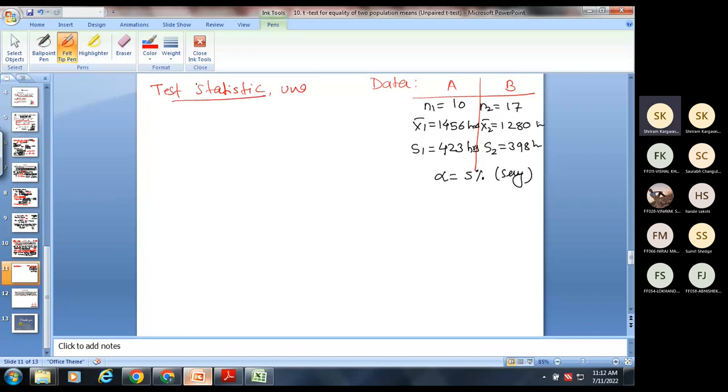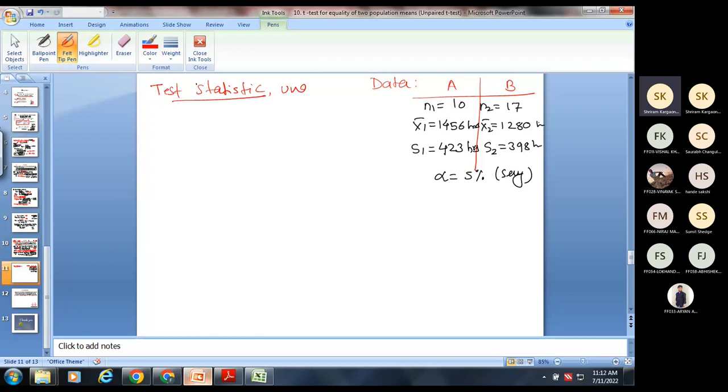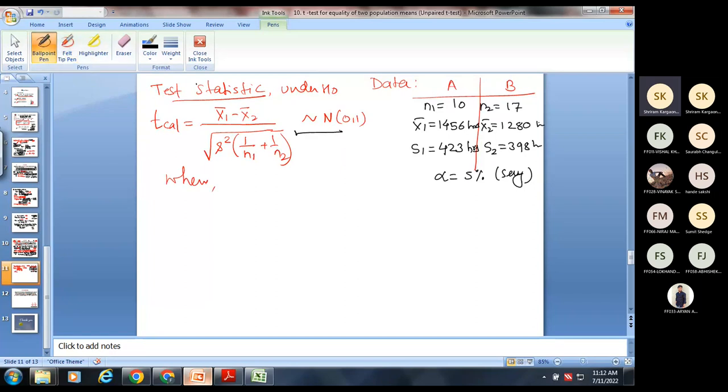Under H0, what is the formula? Calculated value of t is X1 bar minus X2 bar upon the sample mean square. Note that this is not capital S, this is the smallest, the sample mean square. Students usually get confused in that. This follows the t distribution. I call it number one.